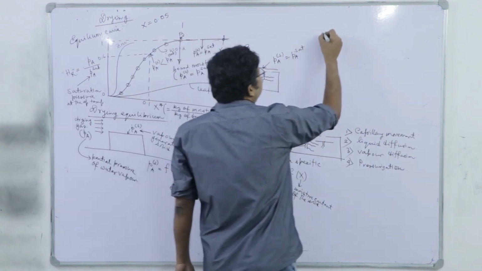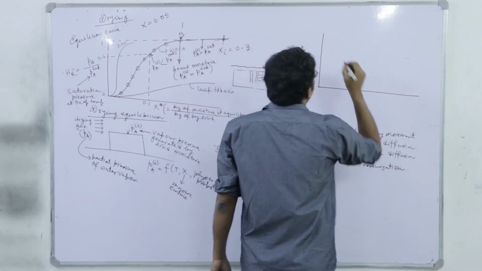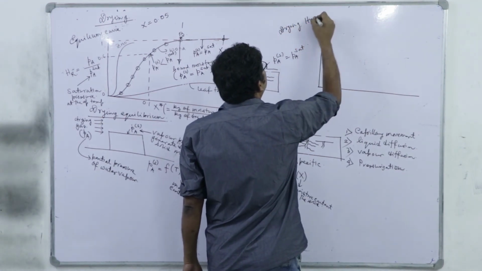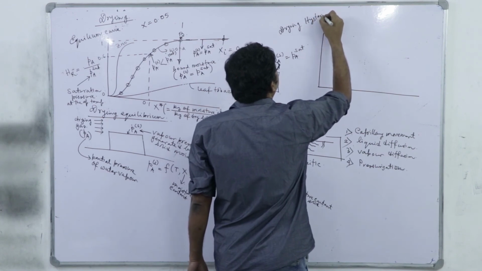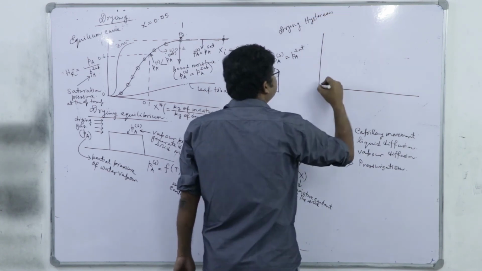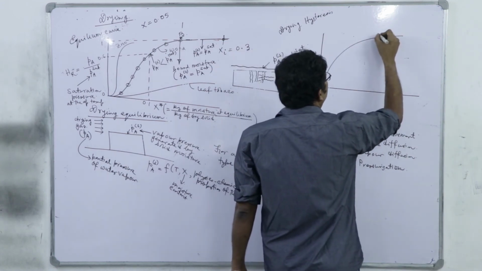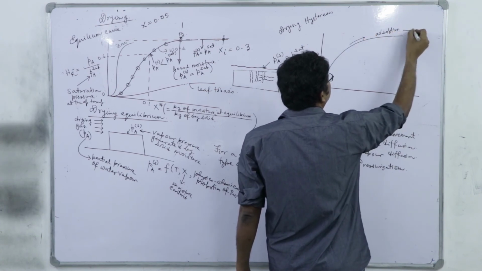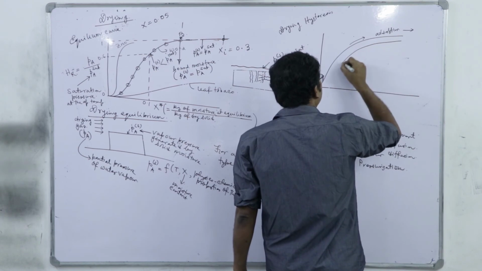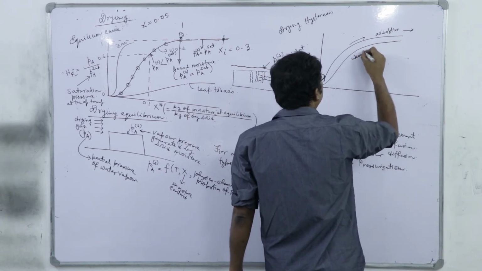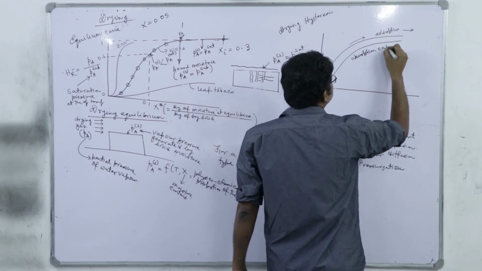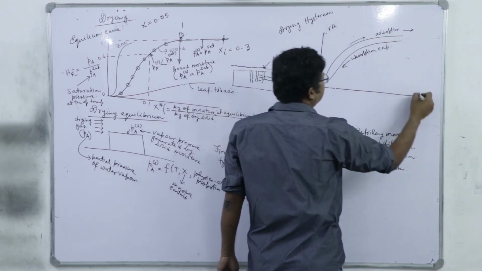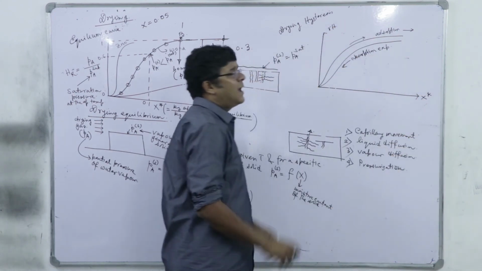So, there exists hysteresis, or it is called drying hysteresis. If this is the equilibrium curve for the adsorption experiment, it moves like this. This will be the equilibrium curve for the desorption experiment. Right, it moves like this. So, this is RH and this is X star. So, the point is, why is there a hysteresis?